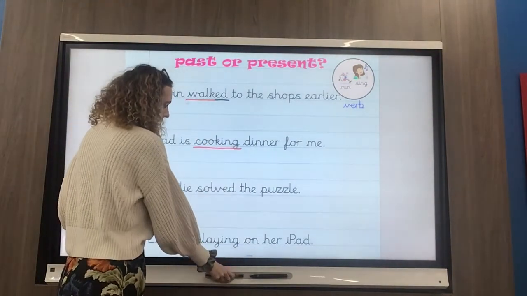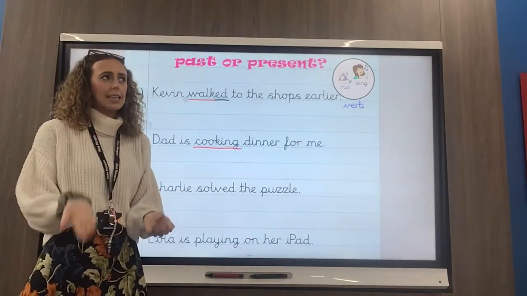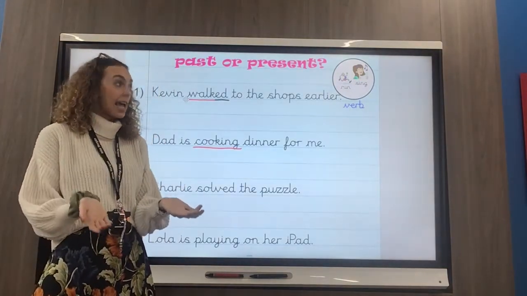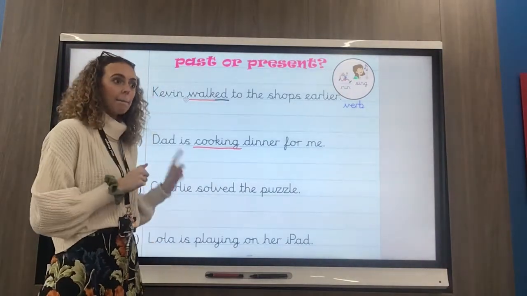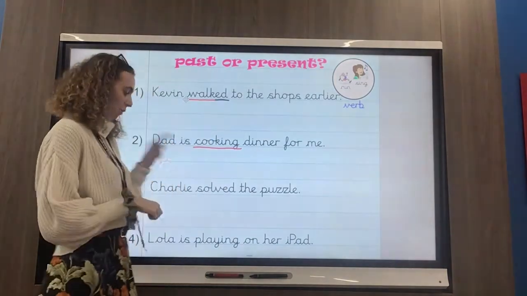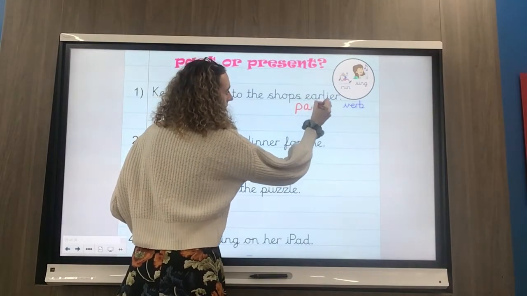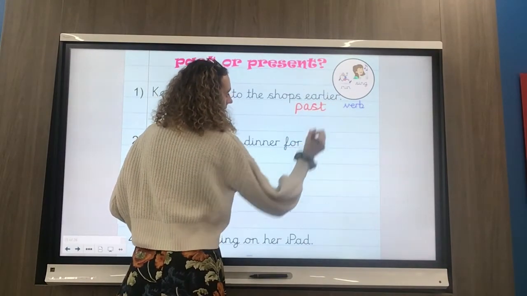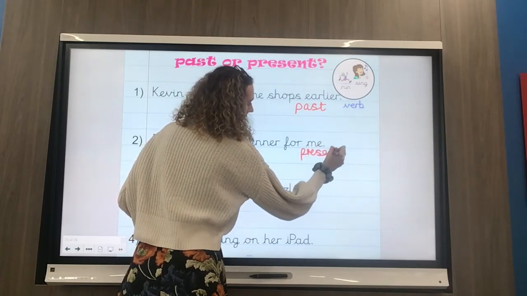Okay, so my dad is cooking dinner for me. I'm sure that's happening right now. My dad is cooking for me, because if it was in the past tense, it would say, my dad cooked dinner for me. Okay, so that one is the present tense. So we've got past tense and present, because my dad is doing it right now for me.